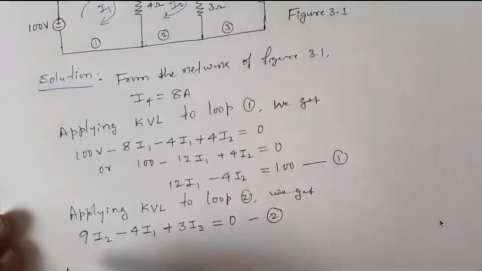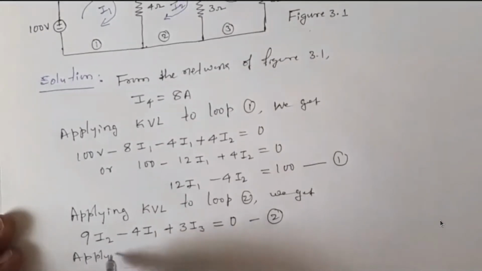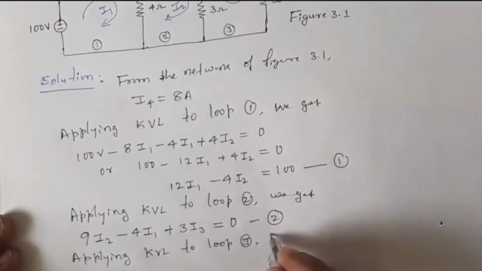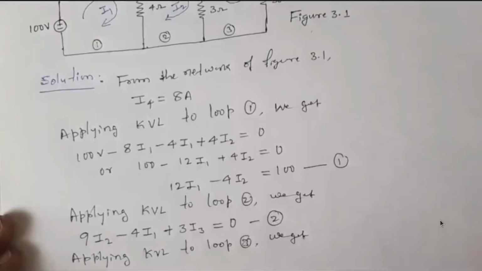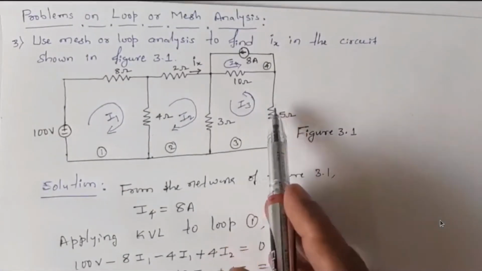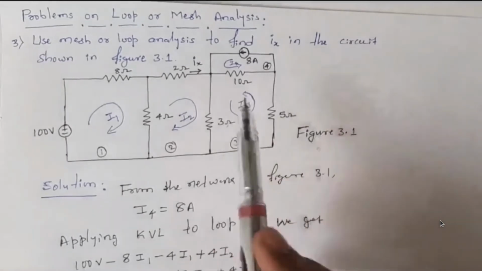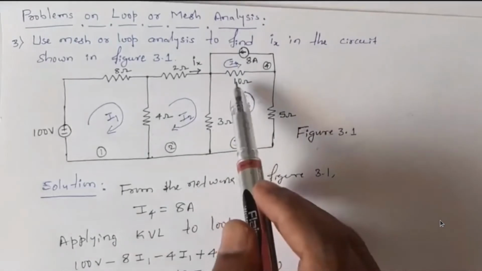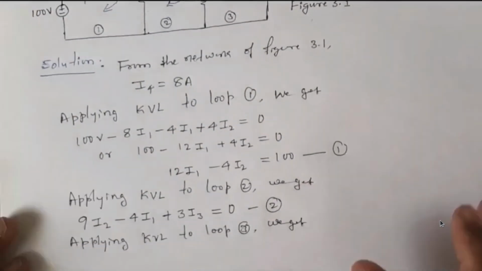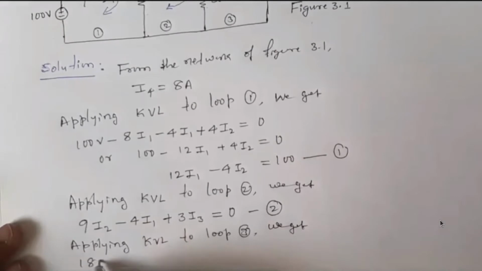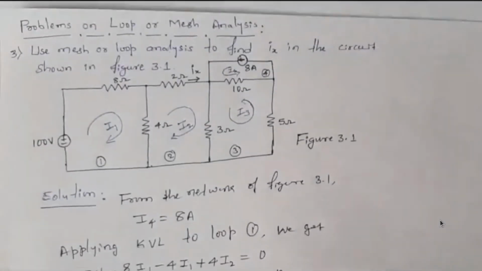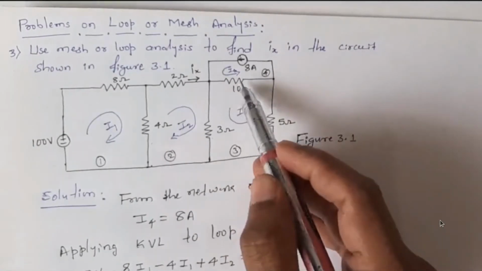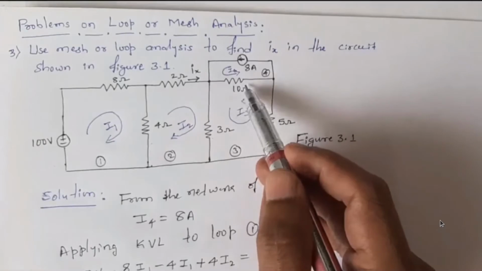Now similarly, applying KVL to loop 3, we get, look at, dear students, this is loop 3. Here, same thing, I'll use a one-step equation. This is 3 plus 5 is 8, plus 10 is 18. I'll write directly, it is 18I3. Now, dear students, if you see here, I4 and I3 both are in opposite direction. Because of that, here minus 10I4.